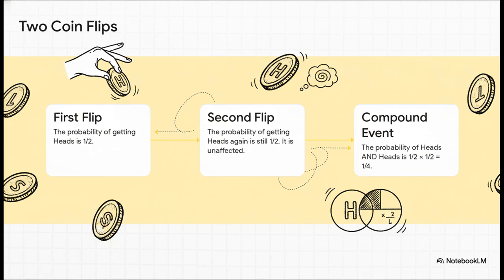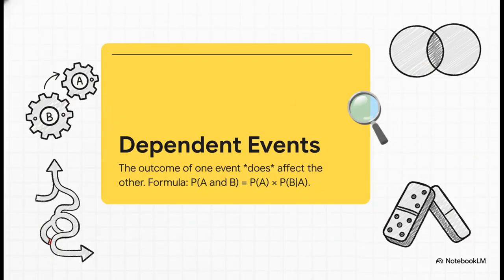Let's say you get heads on the first flip. What are the odds of getting heads on the second flip? Still 1/2. The coin doesn't have a memory. It doesn't care what happened before. So to find the odds of getting heads and then heads again, we just multiply 1/2 times 1/2, which gives us 1/4. But what if the first event does change things?